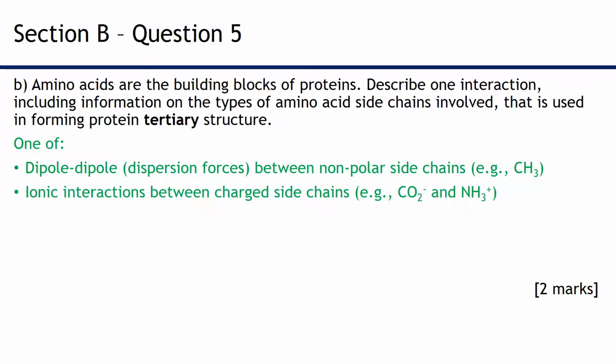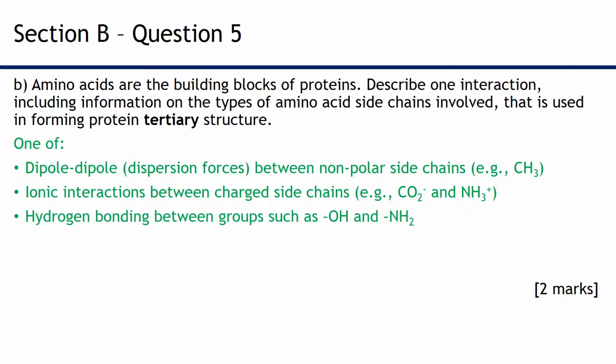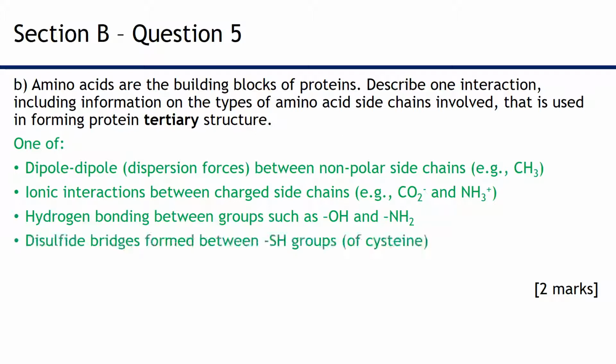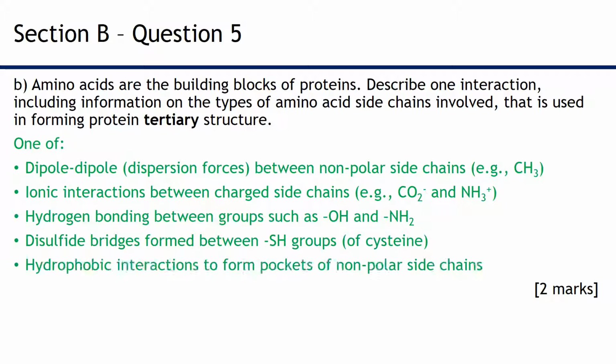Ionic interactions between charged side chains, such as from carboxylate or ammonium side chains. Hydrogen bonding between groups such as alcohols and amines. And disulfide bridges formed between SH groups, so thio groups of cysteine. Or you could have said hydrophobic interactions to form pockets of nonpolar side chains. Any one of those would have got you 2 marks here, provided you gave sufficient description with it.